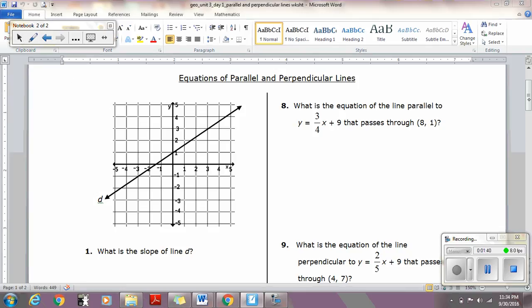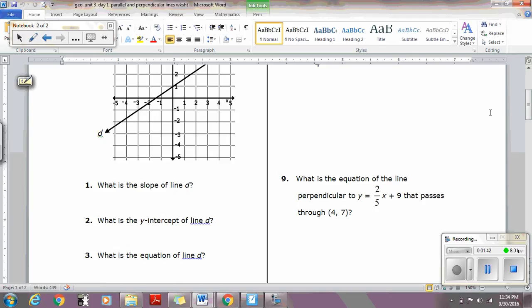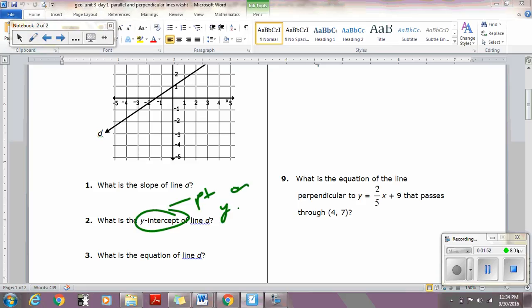Then the next question asks for the y-intercept. If you don't remember, the y-intercept is the point where the line crosses the y-axis. And the line crosses the y-axis at 1, so the y-intercept is 1, or the ordered pair (0, 1).